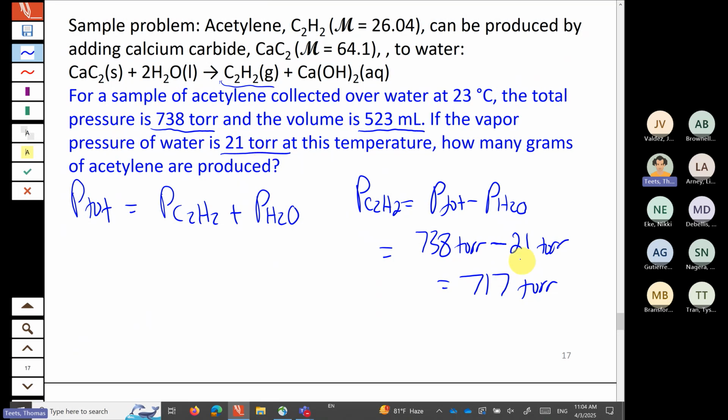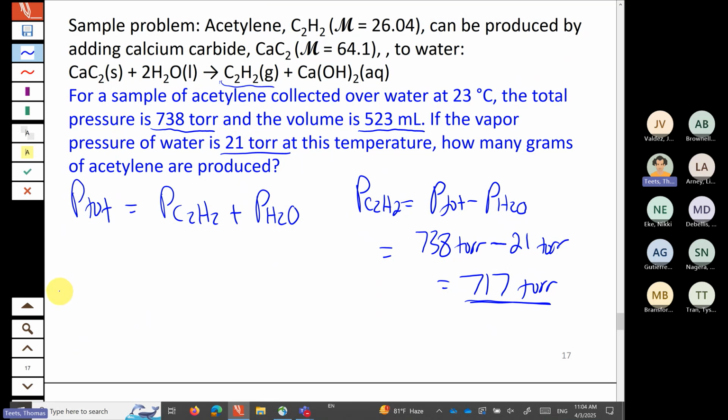If you forget to do this, water vapor pressure is typically small compared to atmospheric pressure, but you'll get an answer that's just a little bit off. So if you do a problem like this and your answer is a little bit bigger than it should be in particular, it probably means you forgot to do this step. So that's what we need, though. We need the pressure just of the gas that we're collecting. So we do that by difference.